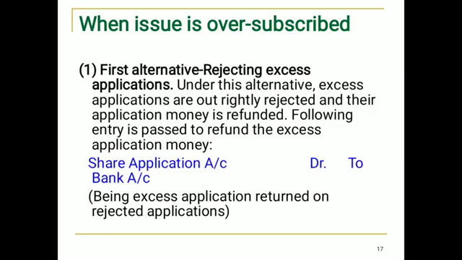Let me repeat this. I think I missed a slide in between. Sorry for this. Let us start from the beginning. So the very first option is that you will reject excess applications. That means the extra applications that have been received by you, you will reject them. That means you will return the amount to the applicants. That is called refunding the amount. Share application account debit to bank account is the journal entry for rejecting excess applications.